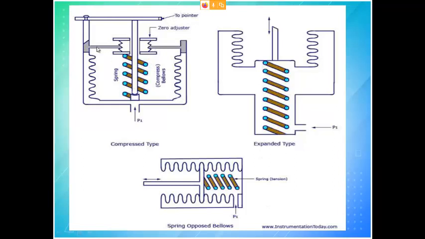Okay, in one method the spring is kept inside the diaphragm material. In another type, the spring is brought outside. See, between these two there is a difference. Here the spring is inside your diaphragm material, here the spring is brought outside your diaphragm material. Okay, so those are the two different types.